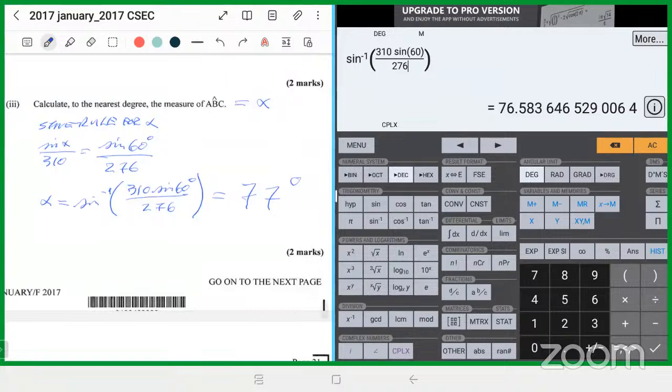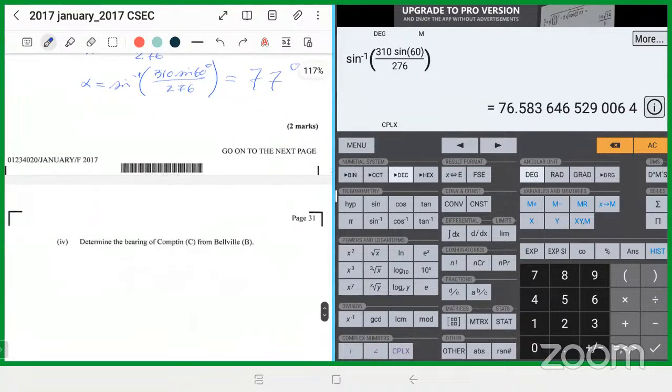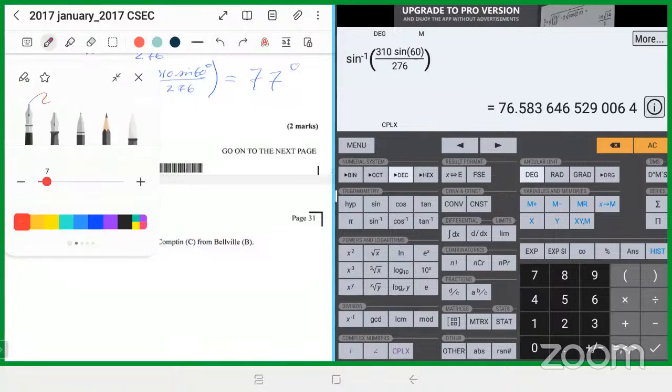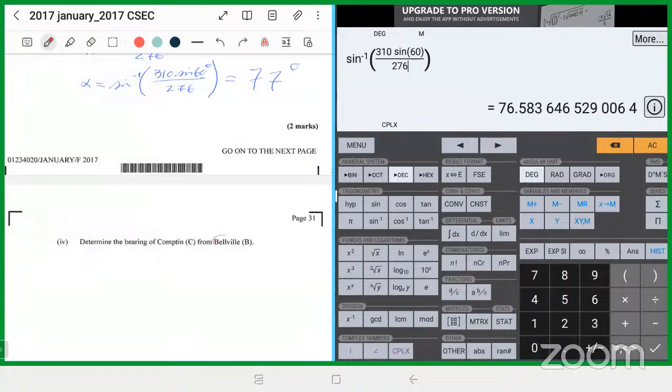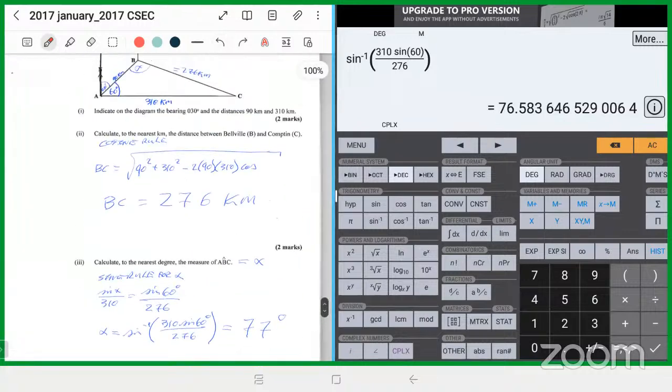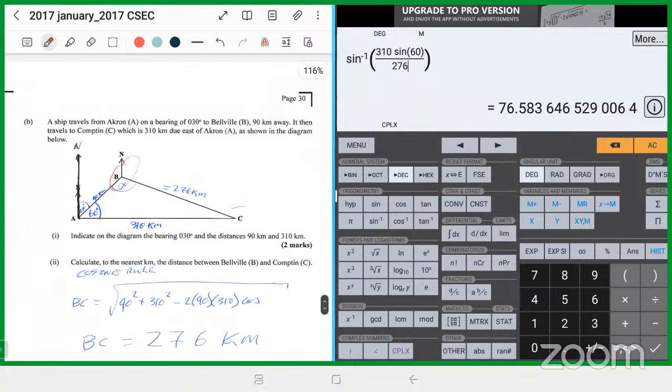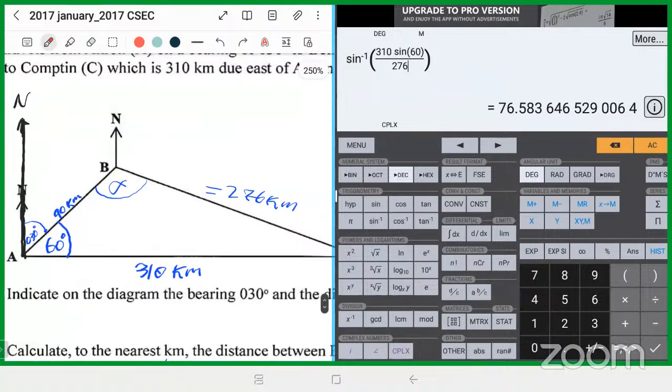And now, what else do they want? Determine the bearing of C from B. So remember, you always note the from position. So it's from B to C. So the bearing is done at B. From B to C, the bearing is done at B. Let's put it on the diagram. So the angle that they really want is this angle right here. This is the from position. They want this angle. Let's call it angle theta.